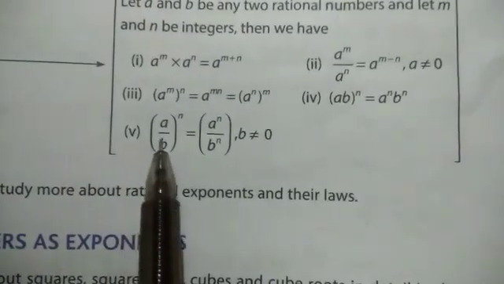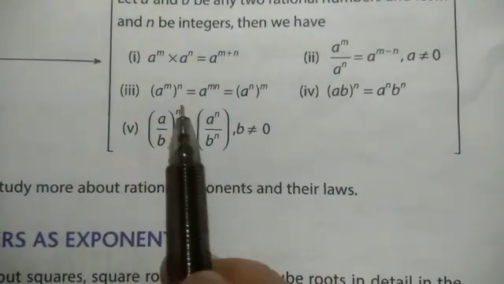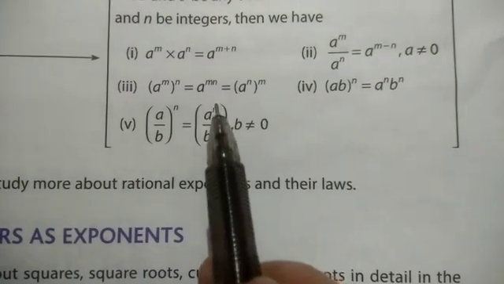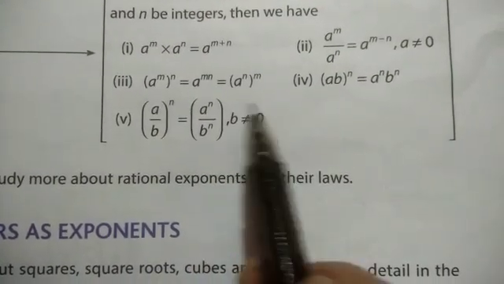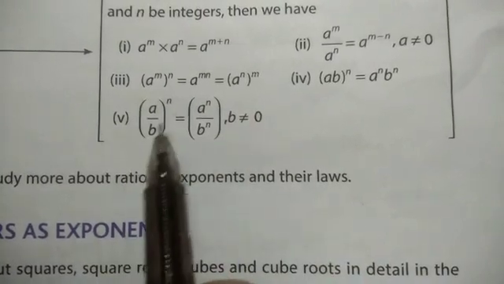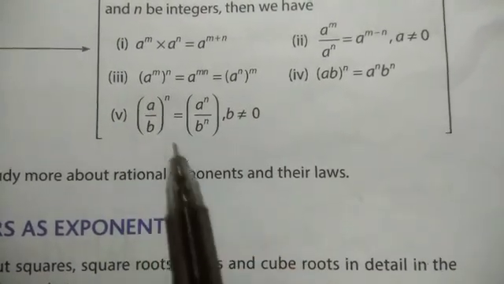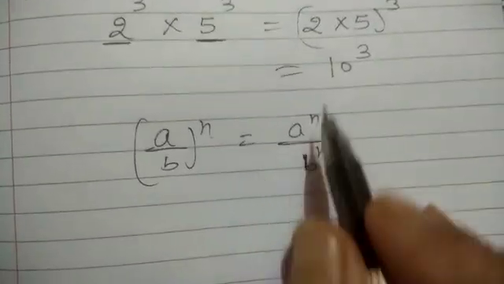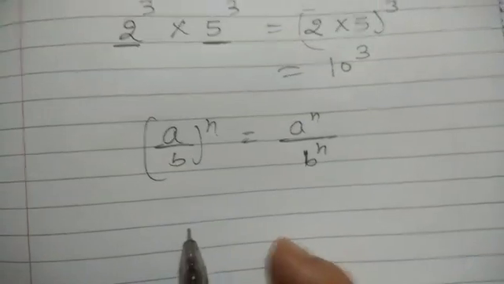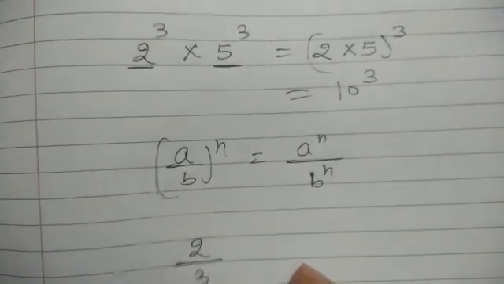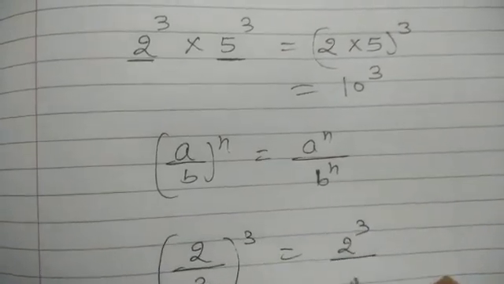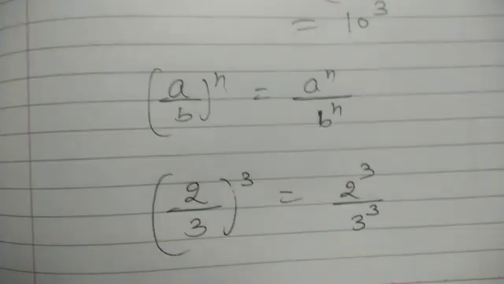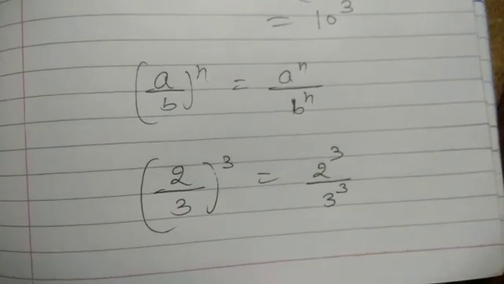We have one more rule. a upon b, to the power n, can be written as a to the power n upon b to the power n, and b should not be equal to 0, because if b becomes 0, this will become not defined. Suppose I am taking 2 upon 3, to the power 3. So it can be written as 2 to the power 3 upon 3 to the power 3. So these are some basic rules of the laws of exponents.